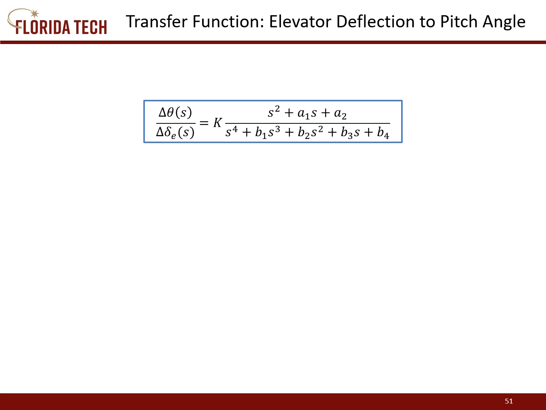But ultimately, we're going to get this form of a transfer function. It's going to have an overall constant k, or a gain, and it's going to have a numerator polynomial with an a1 and an a2 coefficient. It'll be a second order polynomial in the numerator, and then the denominator will be a fourth order polynomial with b1, b2, b3, and b4 coefficients.